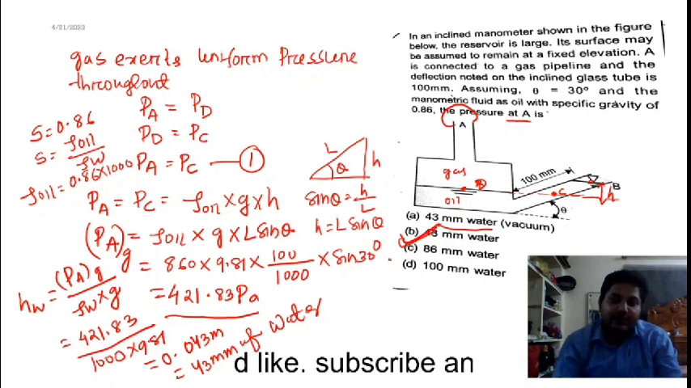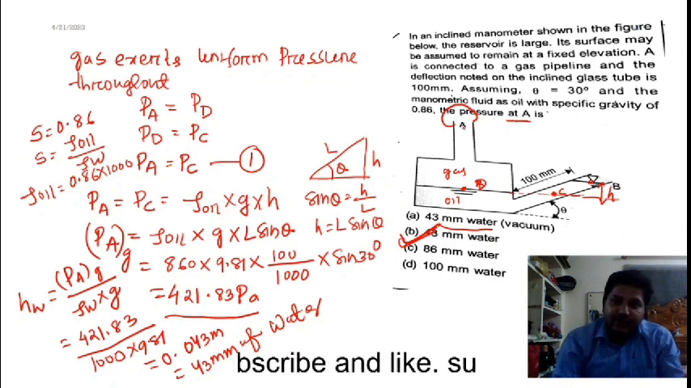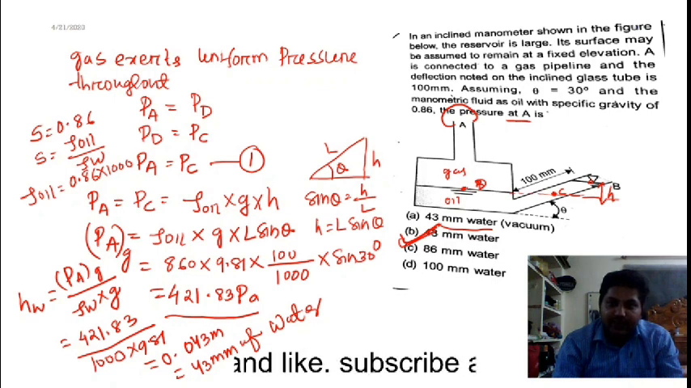Okay. So the gas exerts uniform pressure. So whatever the pressure at point A is, the same pressure will be at point D. Okay. And the pressure at point D will be the pressure at point C. So now if you apply the manometric equilibrium equation, then you can solve.